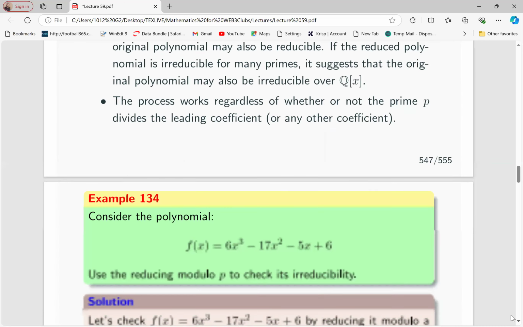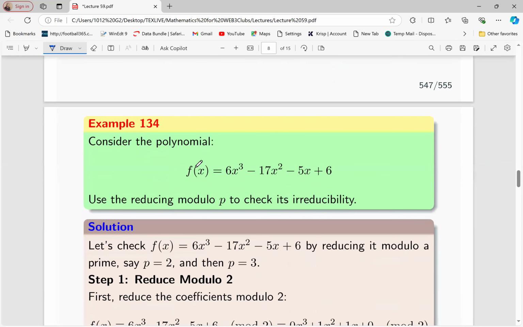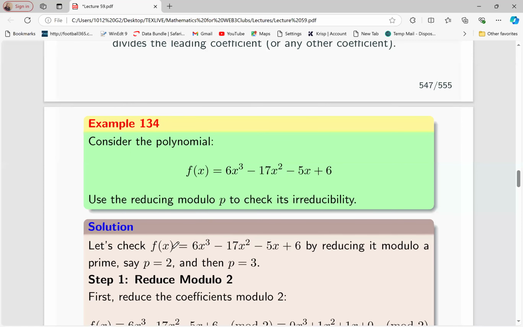Let's look at this example very fast. I'm given this polynomial. Using reduction mod P, check whether this polynomial is irreducible. So I just pick one prime number, I've picked 2. I want to begin by reducing this polynomial mod 2. When you are reducing mod P, you're writing only the remainder. So of course this will be 0 mod 2.